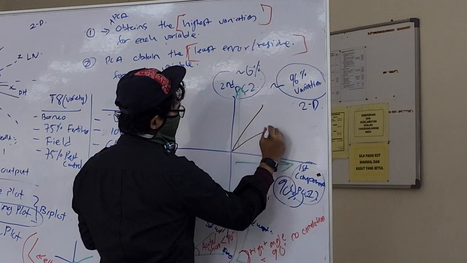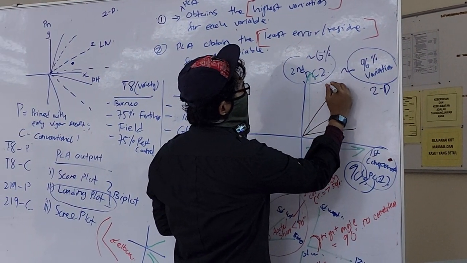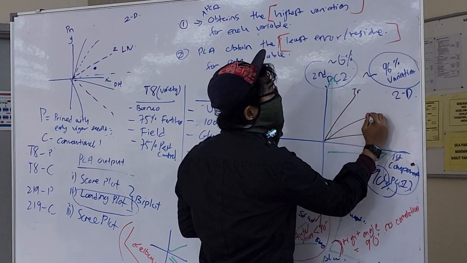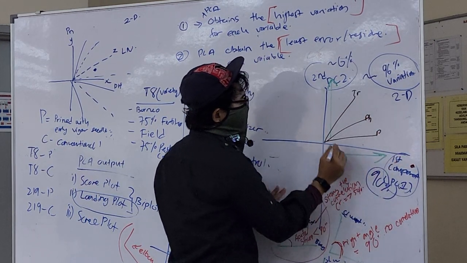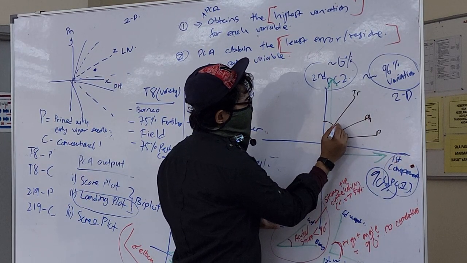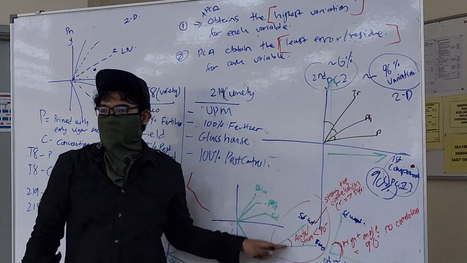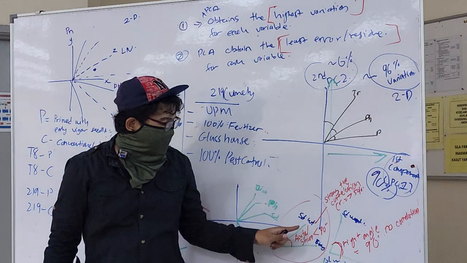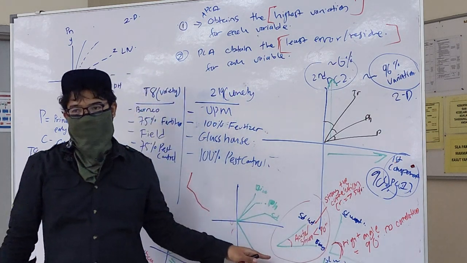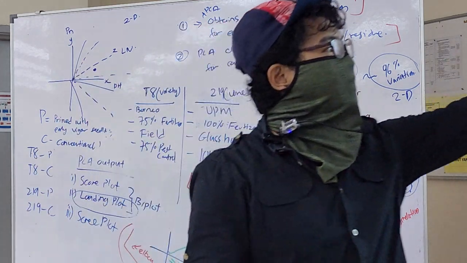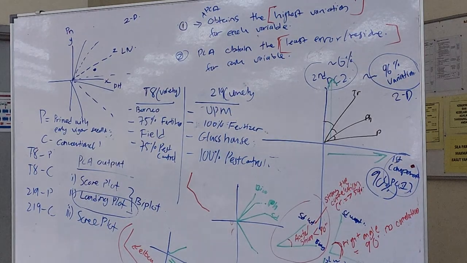So this is the line here that it has here. This is the TR, PH, and P. What's the angle here? What's the angle here? What's the angle here? Is it sharp or acute, right? So acute, positive correlation. So whatever I just said just now is also the wording that scientists use to describe it, right?